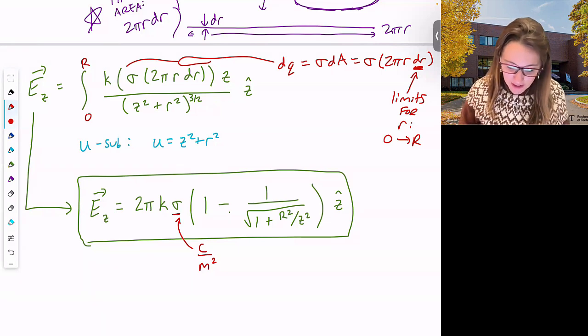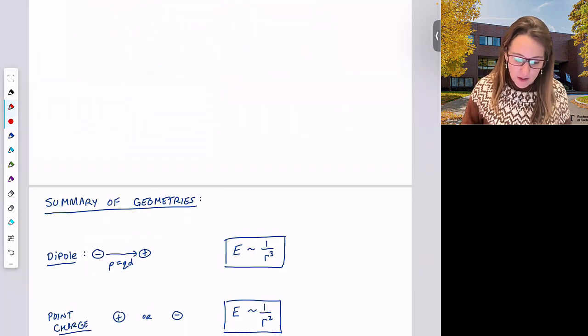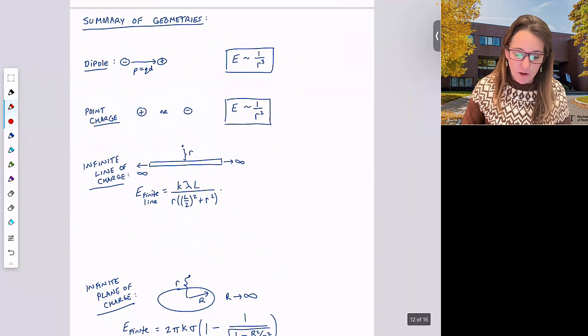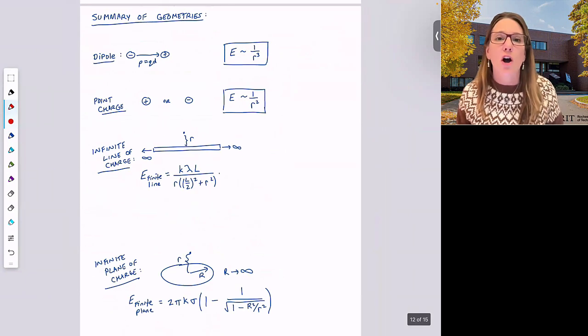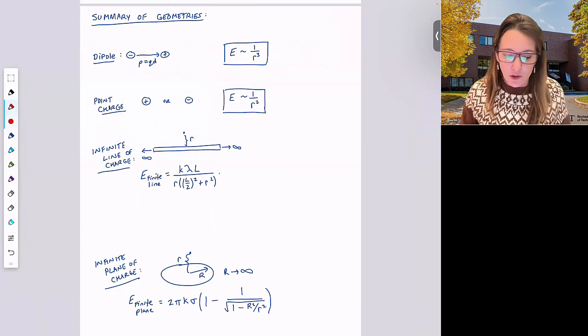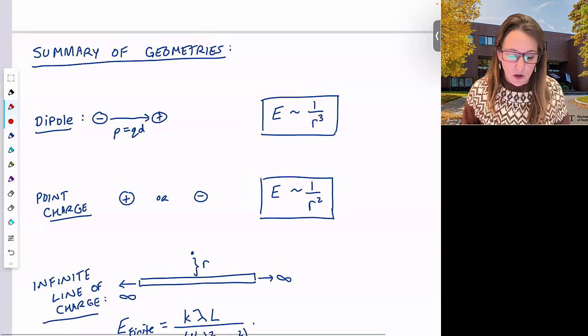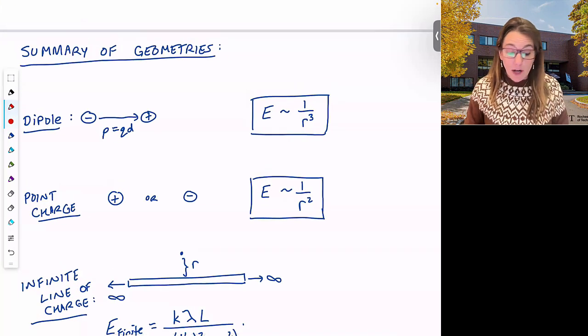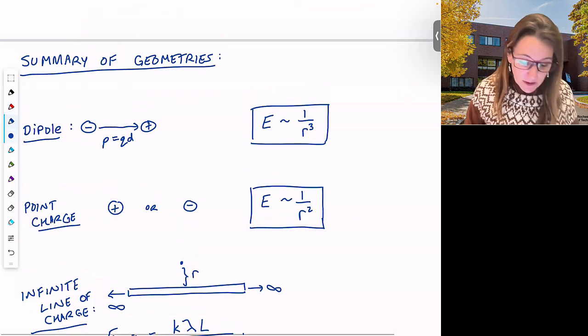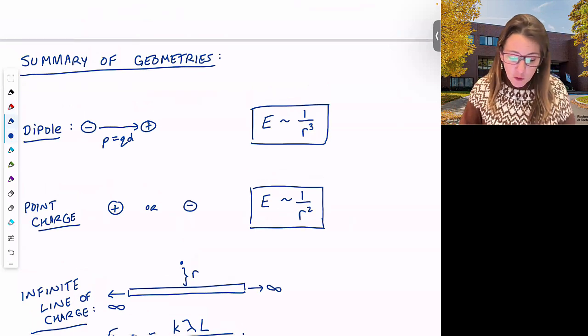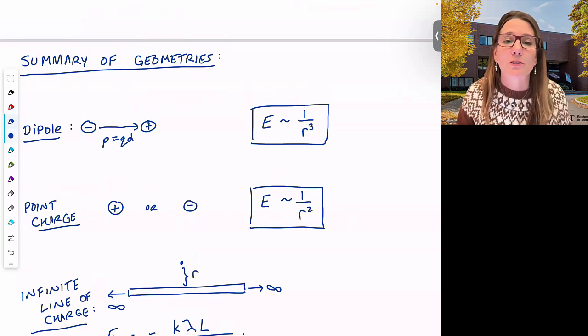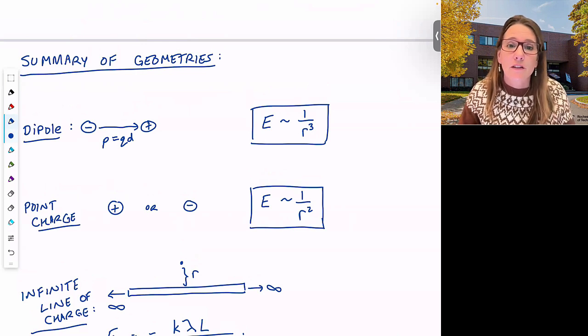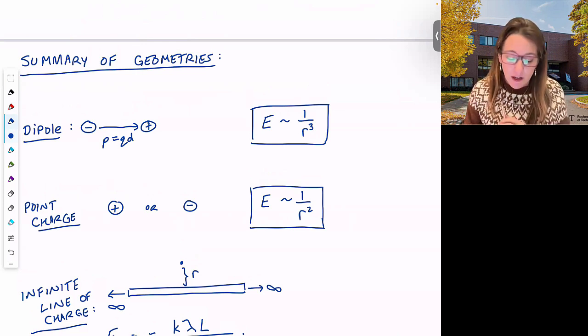Okay, so we can look to see what our results are. I have here a summary of our geometries, and we've had 4 geometries that we've encountered in this module. I'm just going to start with the 2 simplest. The first was the dipole, which is not the simplest of the results, but in terms of the relative discreteness of it, the calculation was pretty straightforward.